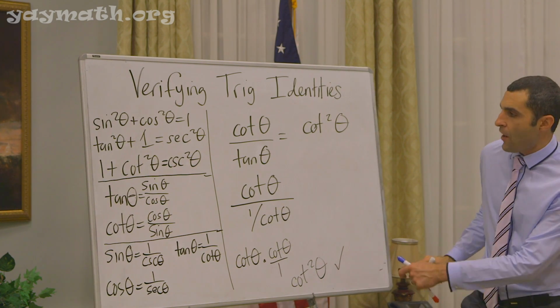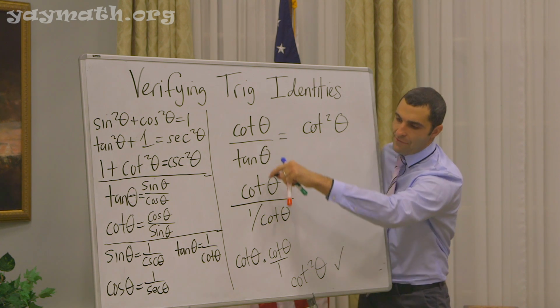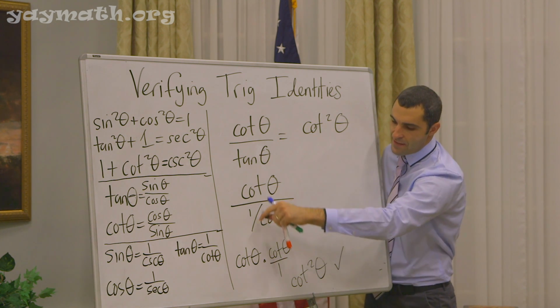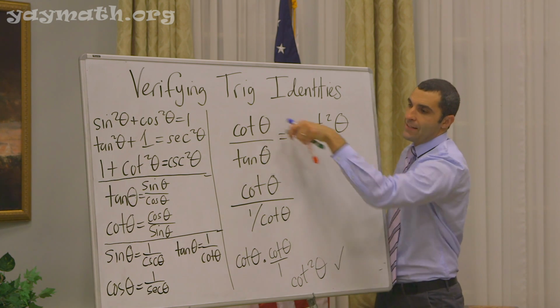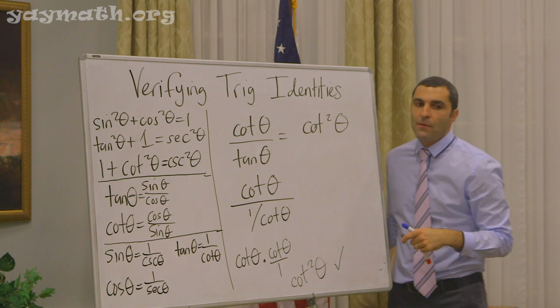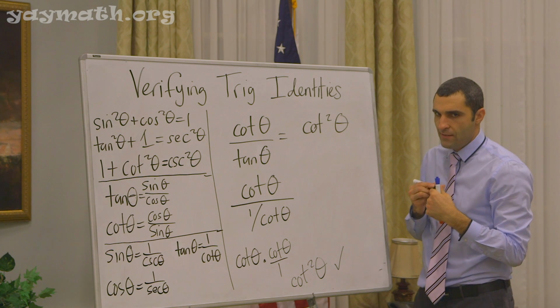You see that? All we did was mess with the left side. We got the left side simplified down to cotangent squared, verifying that it's the right, and the problem is done. Any questions about that? Okay.